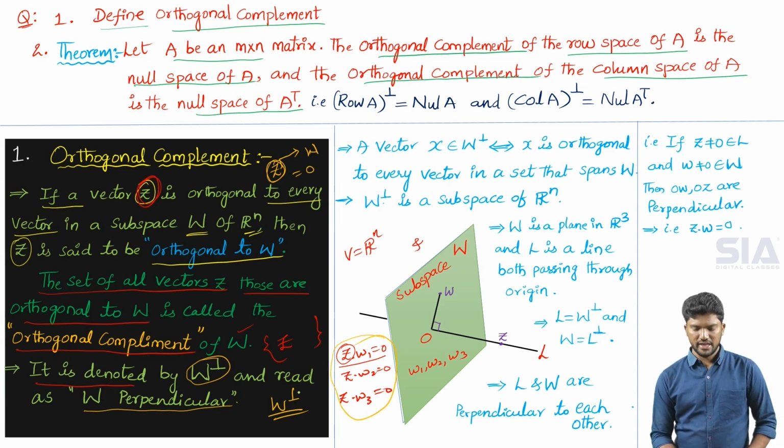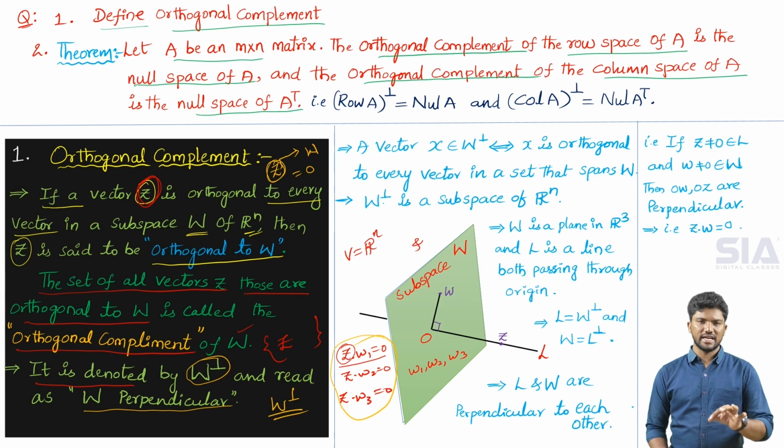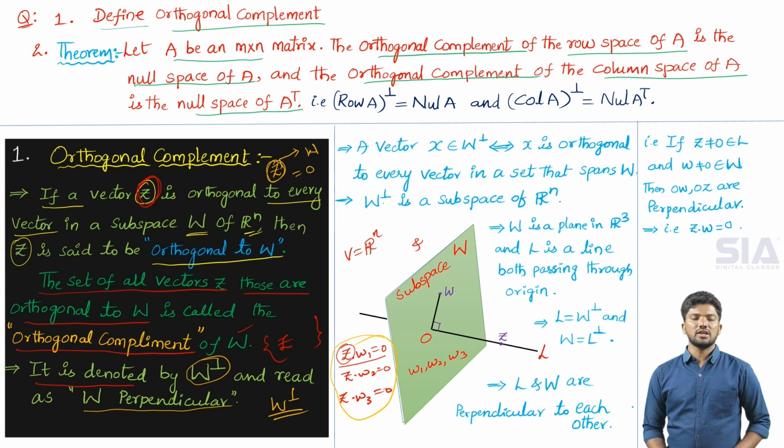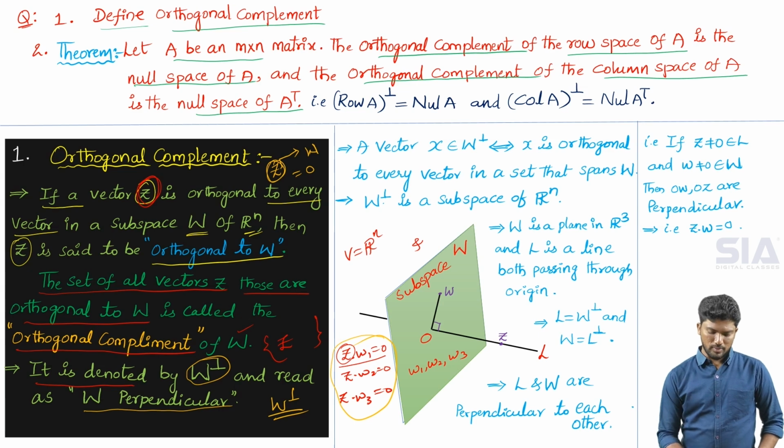Okay, z into w1 equal to 0, z into w2 is equal to 0, z into w3 is equal to 0. So with each and every vector, if it is equal to 0, then z is said to be the orthogonal complement of W.